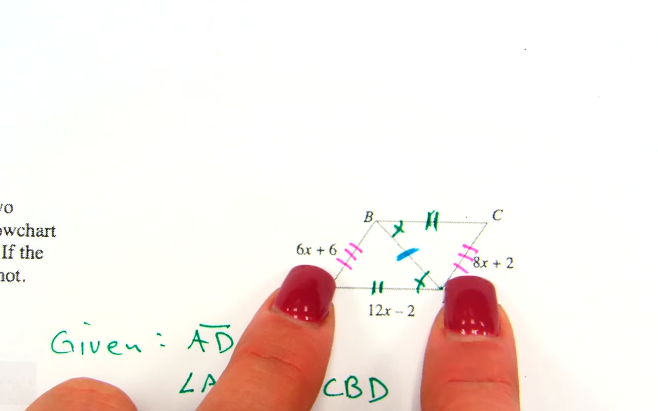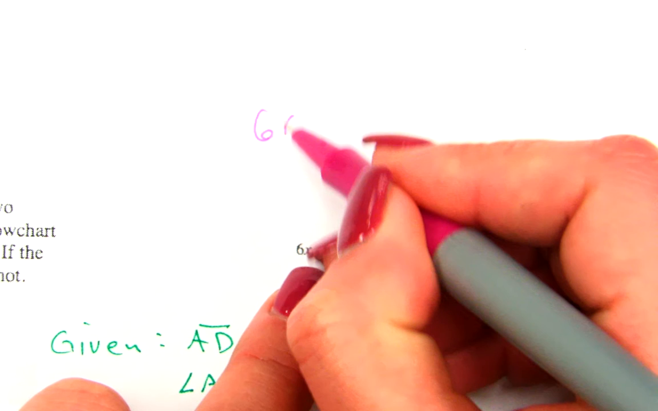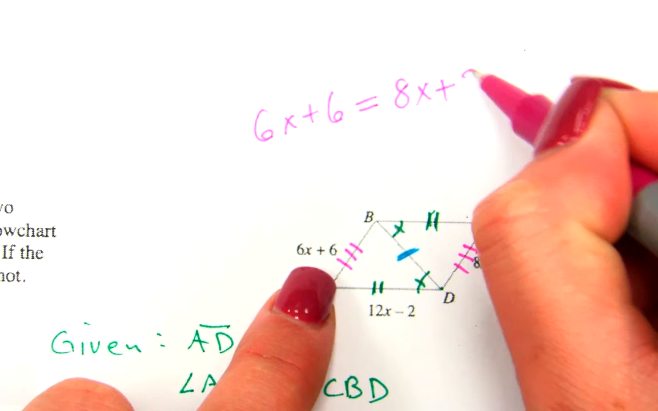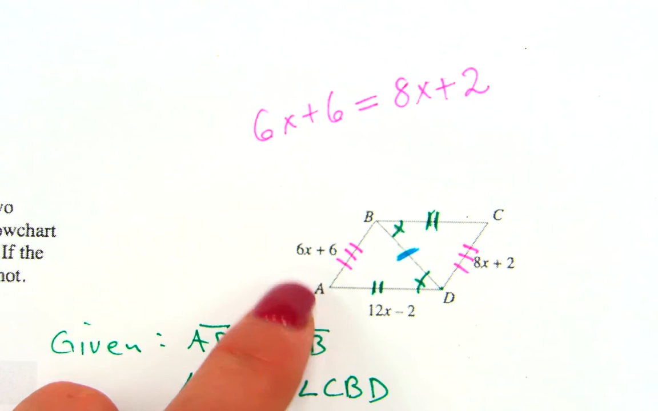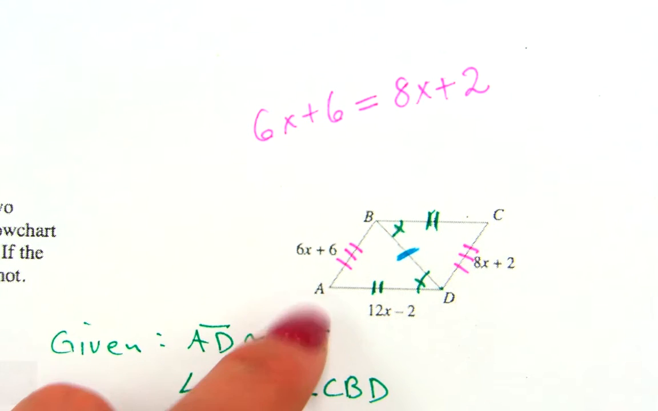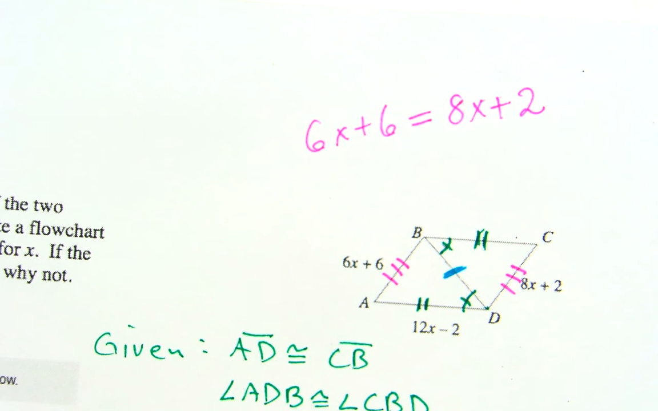If these two parts are congruent, then 6x plus 6 has to be equal to 8x plus 2. I'm not going to do a flowchart for that. Right now just solve it. Solve for x, and you should get that x is equal to 2 according to the answer. All right, so that's number 9.